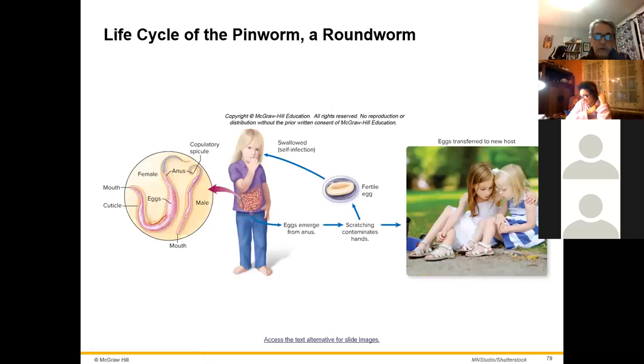So with pinworms and roundworms, the egg can be swallowed. Eggs emerge from the anus. Scratching can contaminate the hands, and it can then be transferred to a new host.